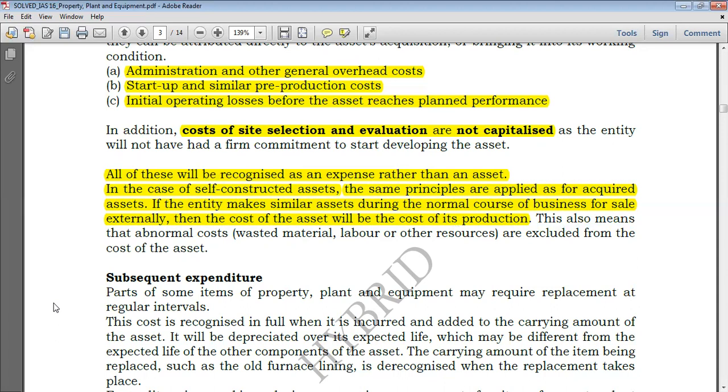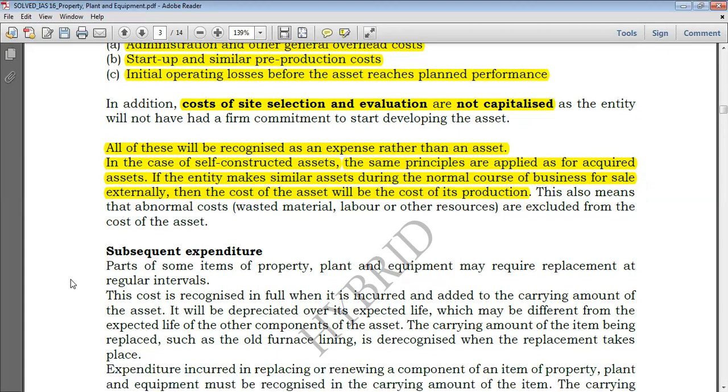Let's say you have wasted material. Instead of using 80,000 kilograms of something, you use 100,000. That 20,000 won't be counted. It won't be counted because it's just an abnormal cost, so it cannot form part of the cost of that asset.